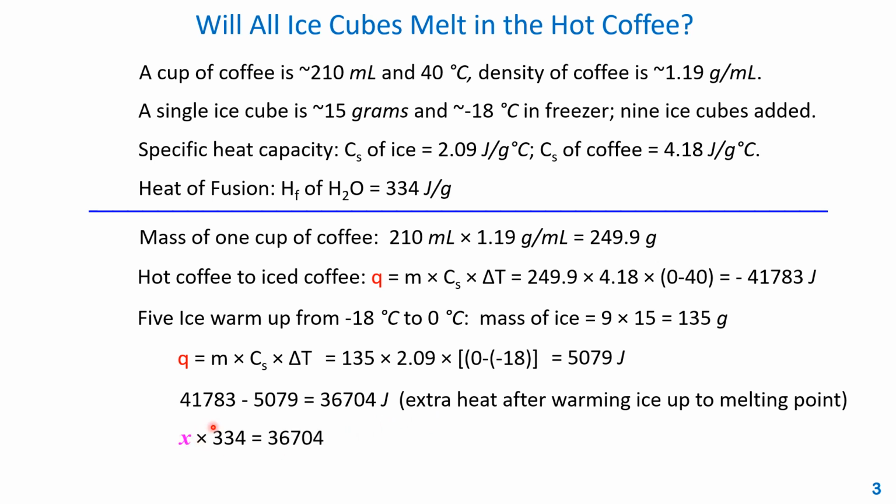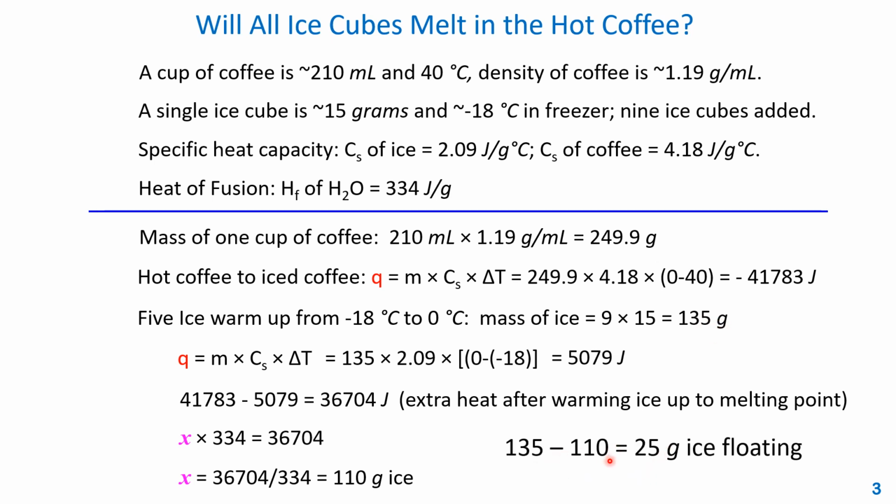So we know the heat of fusion, we know the total energy, we don't know the mass. But we can say X grams of the ice will melt. So we can solve for X, just division: 36,704 divided by 334. We can calculate that 110 grams of ice will melt. Now, how many grams of ice did we add? 135 grams. So how many grams are left? Just do the subtraction. We have this much ice added initially, we melt 110, so 25 grams of ice will be left over. That will be floating on the coffee. Okay, so that's the answer to this question.